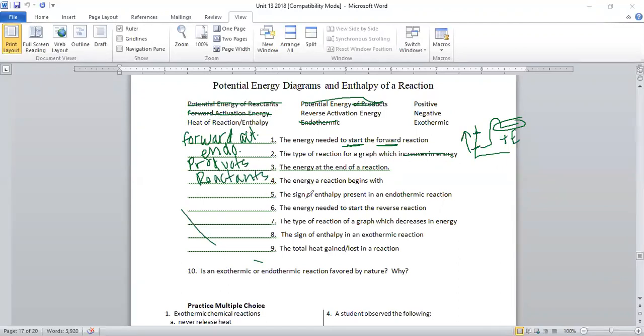Okay, the sign of enthalpy present in an endothermic reaction. So endothermic reaction, you're adding heat, so the delta H is positive. The energy needed to start is an activation energy. Since it's asking for reverse reaction, it's the reverse activation. E sub A is the symbol for activation energy. The big E is energy.